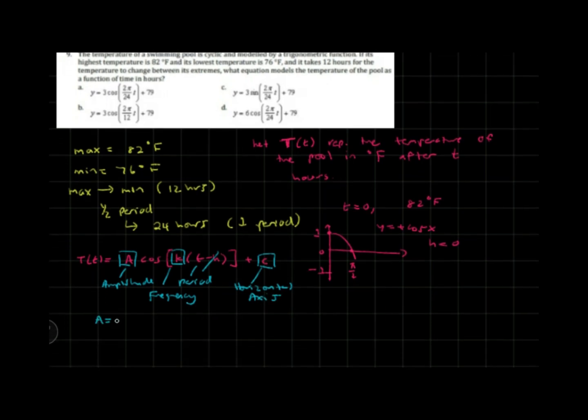First, the amplitude here is the maximum point minus the minimum point divided by 2. So the maximum here is 82. The minimum here is 76. You're going to divide this by 2, which is 6 over 2, which is 3.